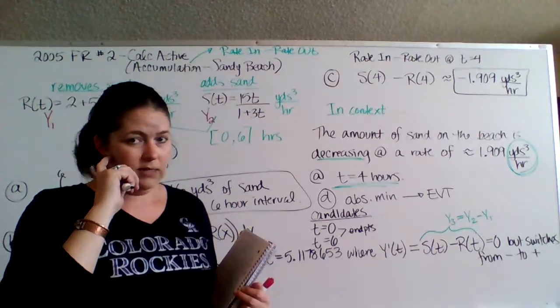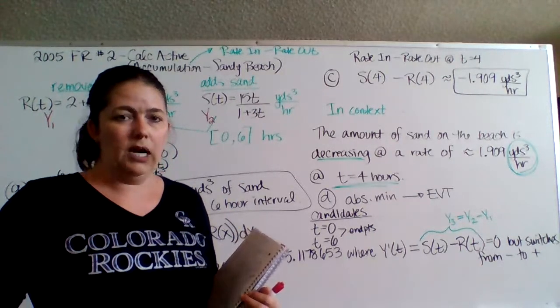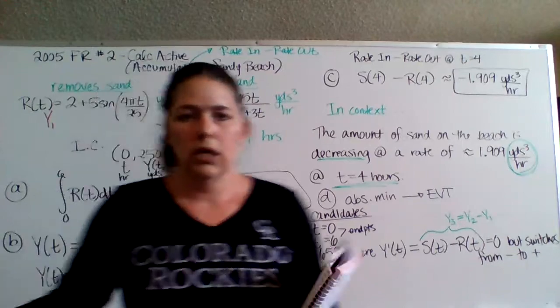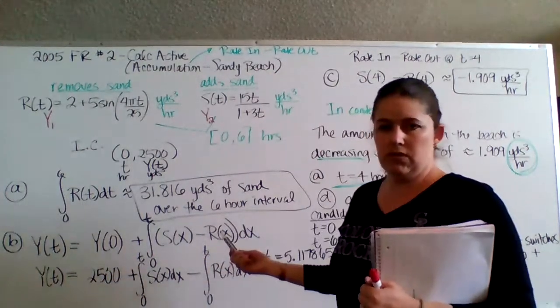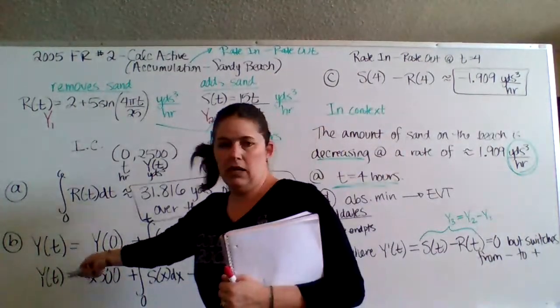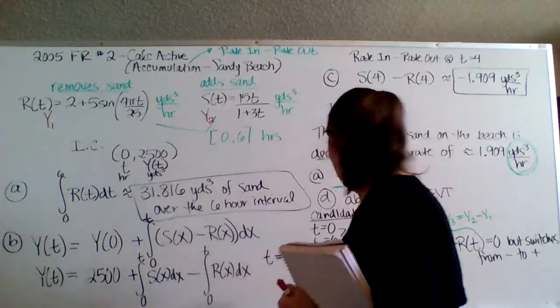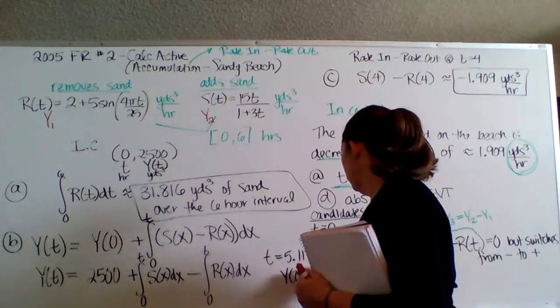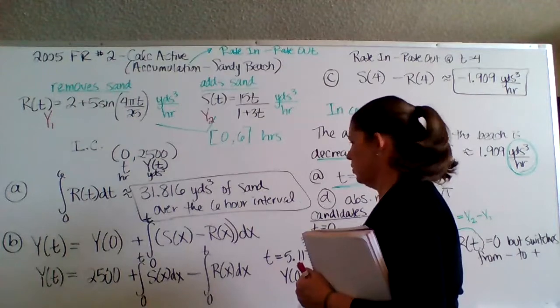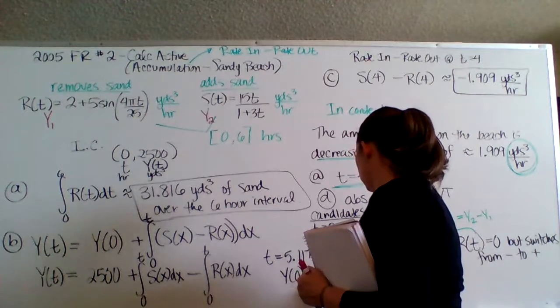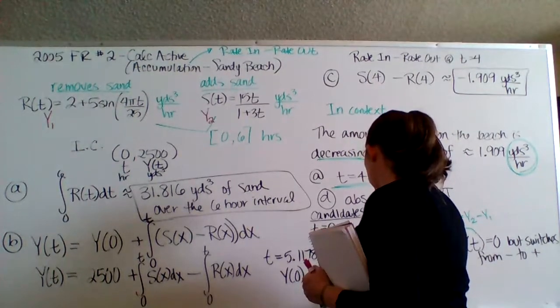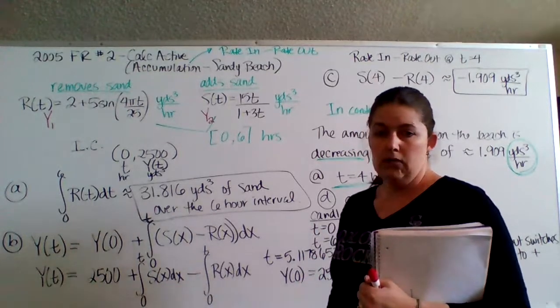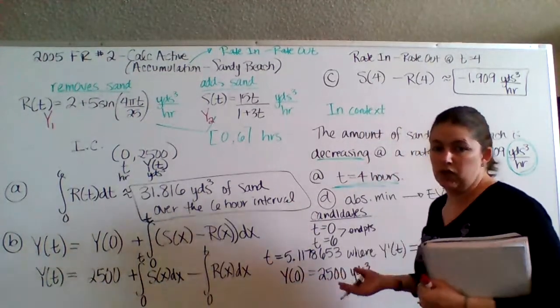Right? That's why we write down our candidates, so then we can test them. So if you're like, oh my gosh, I don't know what to test them into. Yeah, you do. You wrote your rule for the cubic yards of sand at any time back here on part B. That's where you're plugging into. Oh, so y of 0, well, that would be the cubic yards of sand at time 0, which we already knew because that was our initial condition, which was 2,500 cubic yards of sand on the beach. So I'm looking for a minimum.